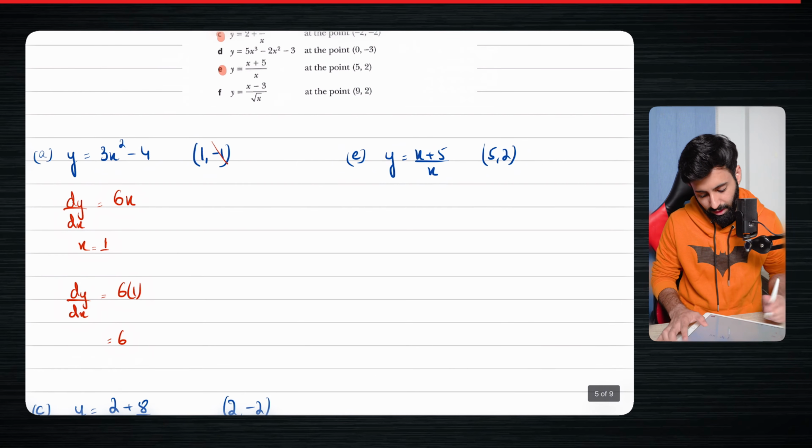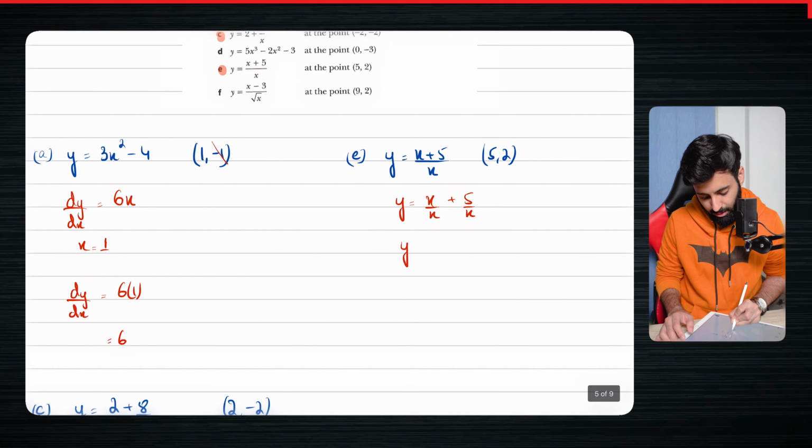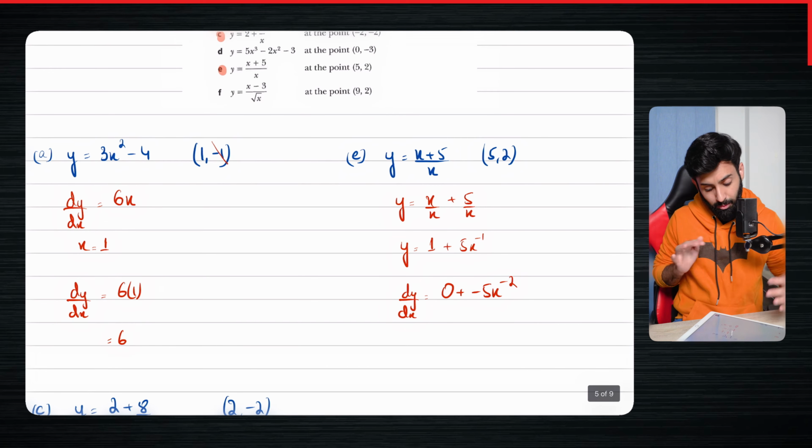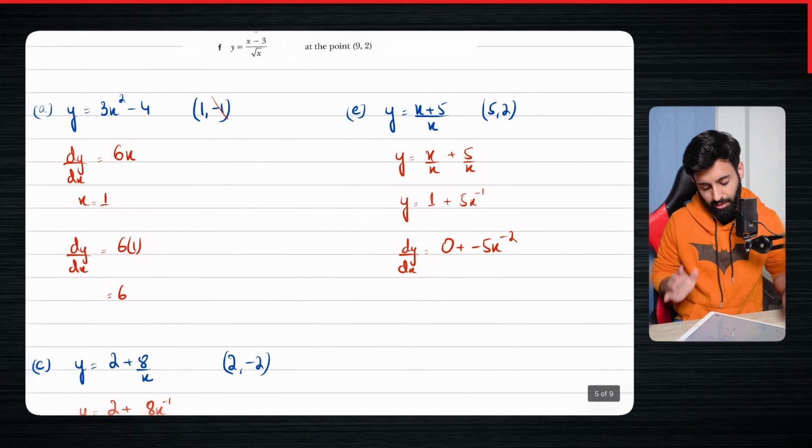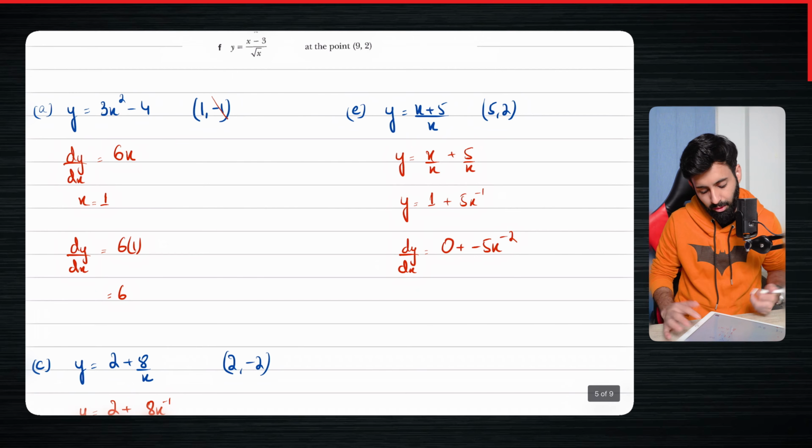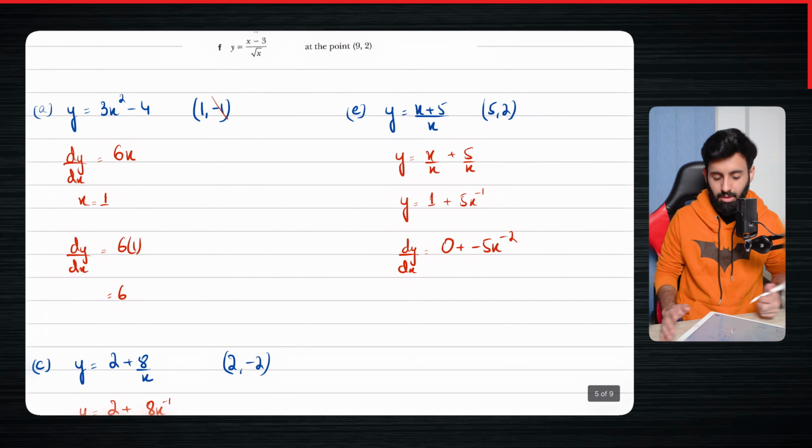Okay, then comes part E. So first thing you want to do is, again, you want to separate it so that you can make it differentiation ready. So x upon x becomes 1. 5 upon x can be written as 5x to the power minus 1. Then when you differentiate it, this becomes 0 plus minus 5x to the power minus 2. Now I hope you know why this becomes minus 5 and why the power on x becomes minus 2. Okay, if not, then I'd suggest you watch the previous videos.